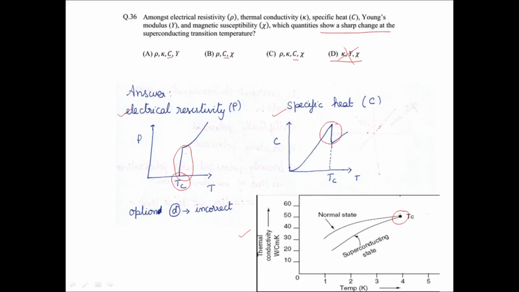So if the thermal conductivity is present in an option, that option is incorrect. In option A, thermal conductivity is present, so this is incorrect. And in option C also it is there, so this option is also incorrect. So only option B is correct. That is, electrical resistivity, specific heat, and the magnetic susceptibility have a sharp change at the superconducting transition temperature.